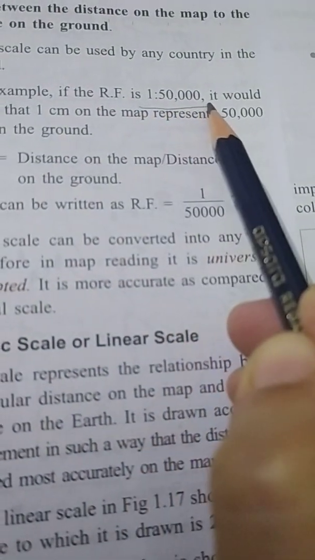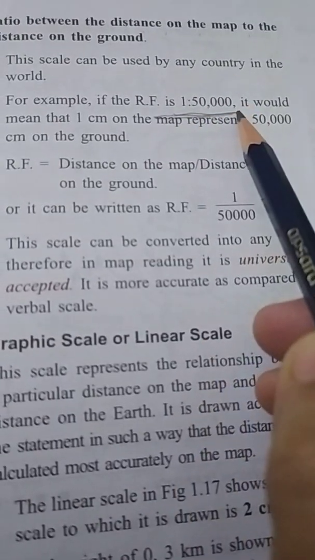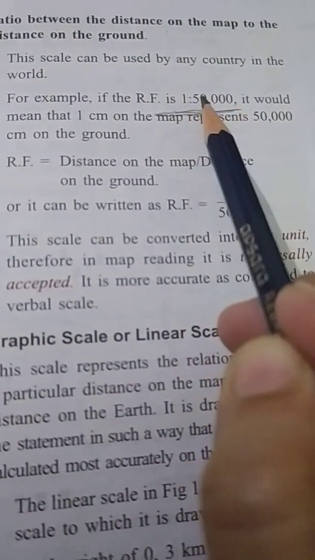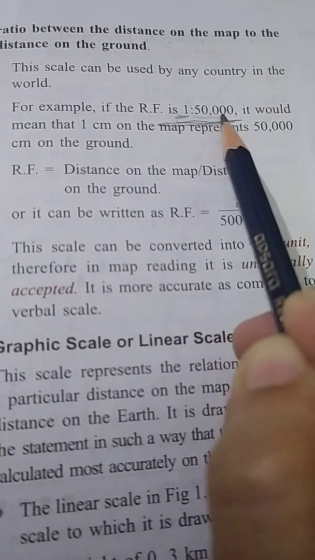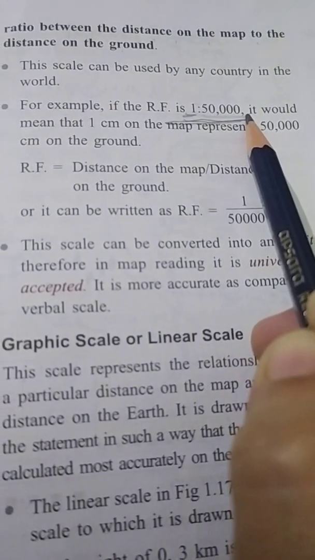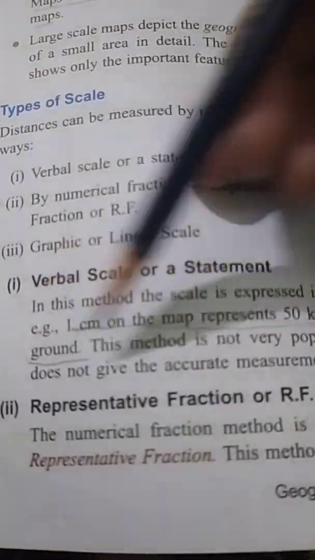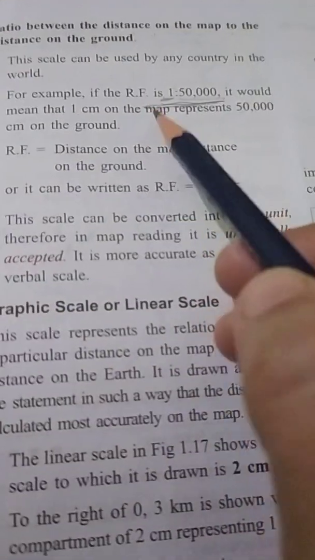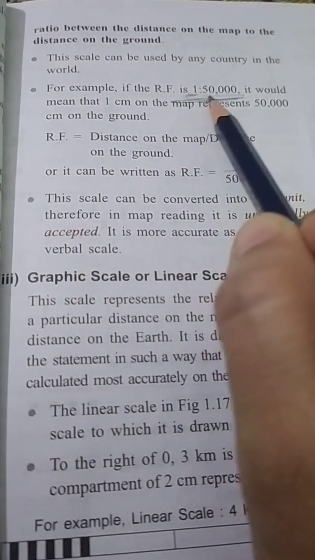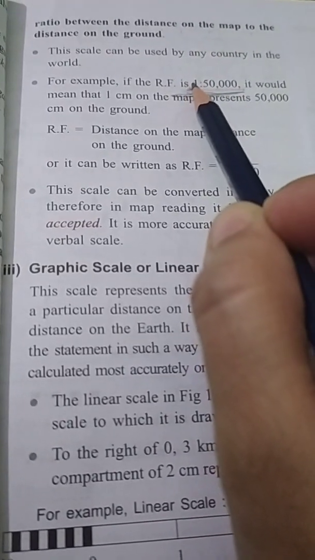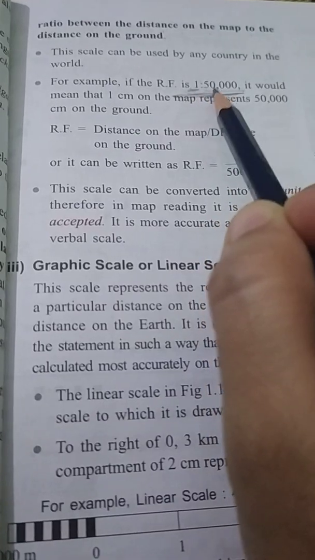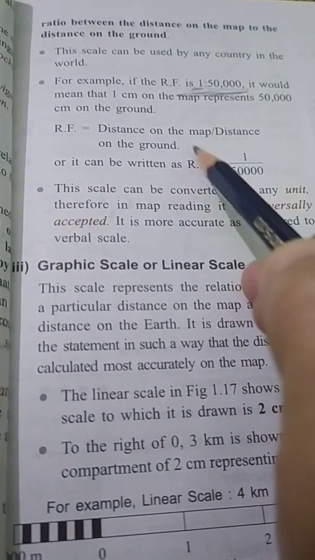And how is it written? It's written like this: 1:50,000. And what does it mean? It means that 1 centimeter on the map is equal to 50,000 centimeters on the ground. As I told you, a verbal scale is written as a statement, and representative fraction is written in a numerical way, that is 1:50,000 or whatever the scale may be. So it means 1 centimeter on the map is equal to 50,000 centimeters on the ground.